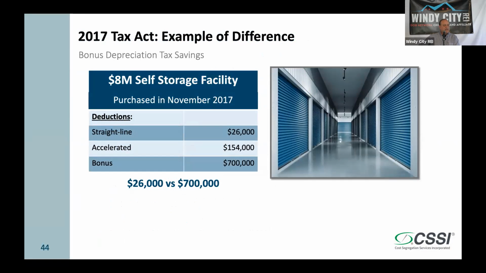Something like the CARES Act, that's again no longer applicable. Here's another example of a self-storage unit. Look at the difference there. Straight line 26,000, bonus depreciation 700. Just an amazing difference.